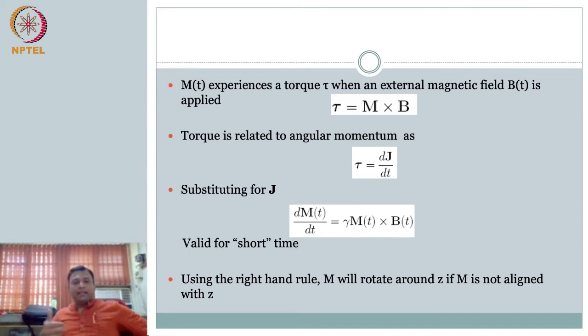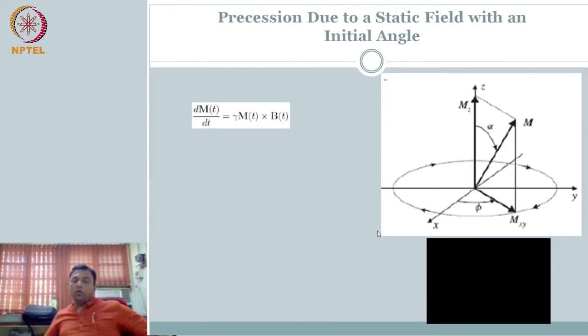So using the right hand thumb rule, we can say M is rotating around z if it is not aligned with the z direction. So this is the z direction. It is rotating around the z direction. This is what we have so far. So now let's describe this in a little more detail. What we are talking about now is describing this precession due to a static field. So we'll have to reduce the general equation to the context that we have.